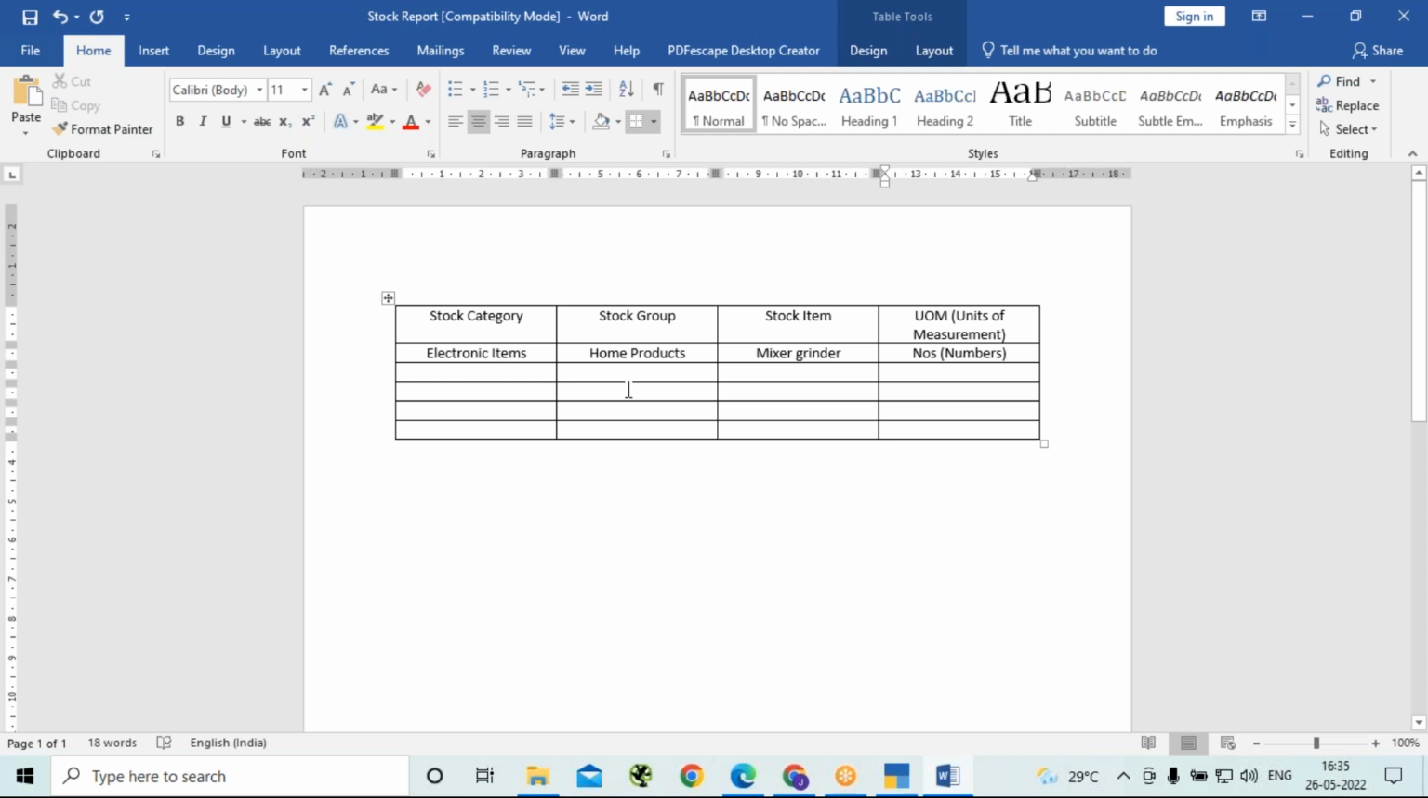So next, in the electronic items only, let me take another product. Office product. Okay, let me take one more home product. In electronic items, what can I take as one more home product? Television. Okay. How it is going to be measured is also numbers. So let me copy it.